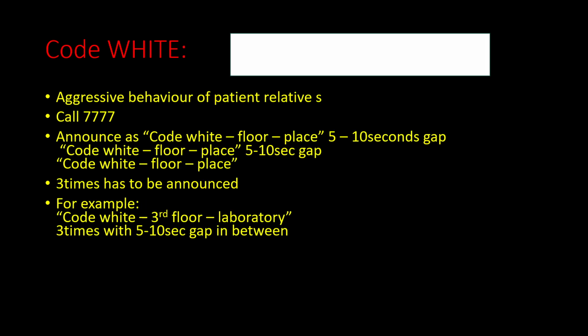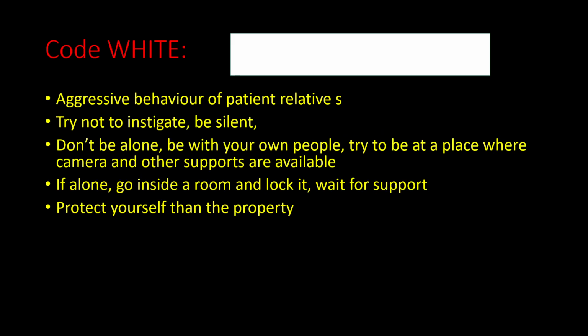Okay. So next is the code white. In case of code white, it is nothing but aggressive behavior of the patient's relatives for many reasons. They may not be happy with the service, they may not be happy with the bills, they may not be happy with whatever may be the reason. Again, how do you do it? You call 7777, you tell the code white, the floor and the place, 3 times. Again, similar things.